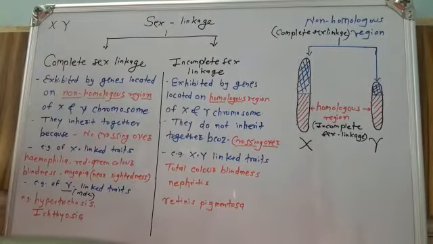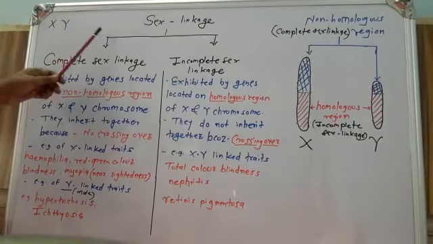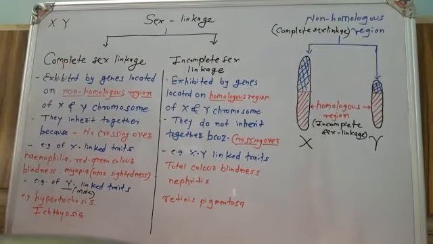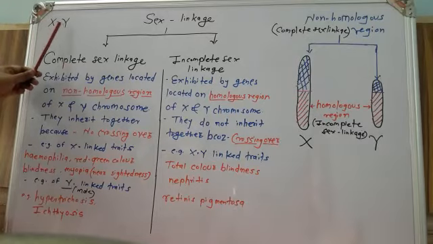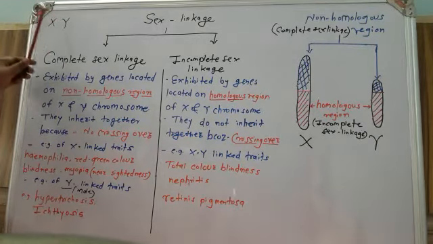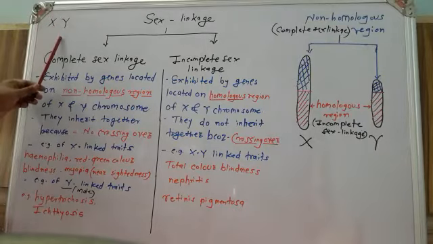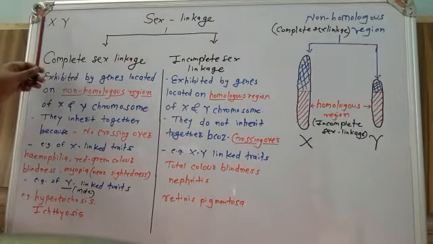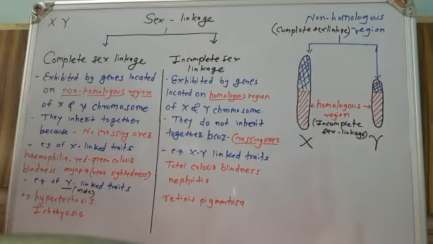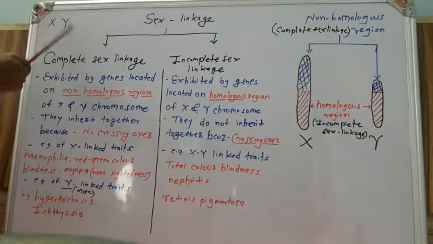We are well aware of the number and types of chromosomes in human beings. In human beings, two sex chromosomes are there, X and Y, and they carry X-linked and Y-linked genes. So this sex linkage is mainly due to the sex chromosomes or linked genes present on a sex chromosome.